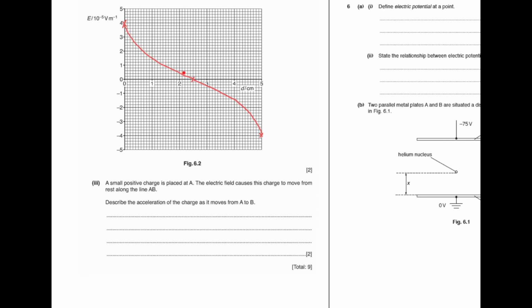It's decreasing. So electric field is actually the force. If the force is decreasing all the way until here, that means, based on force equal to ma, the acceleration should be decreasing until it becomes 0 at this point. Okay, so we write this out first. Acceleration decreases to 0 at midpoint.